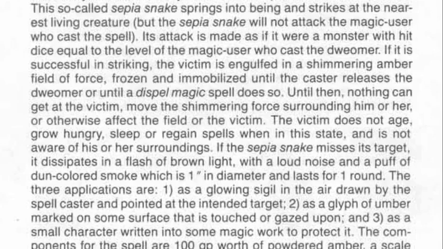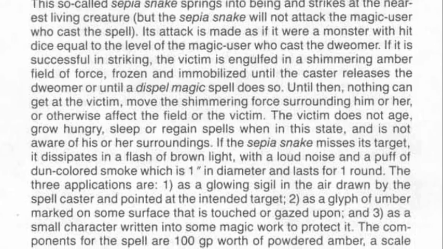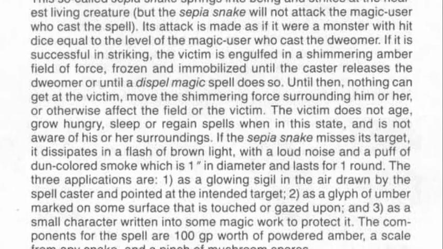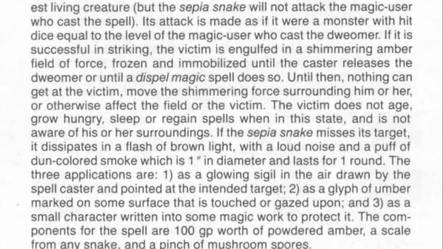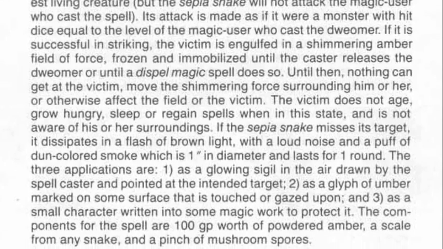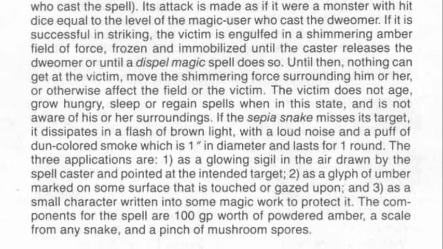The 3 applications are: 1. As a glowing sigil in the air drawn by the spellcaster and pointed at the intended target. 2. As a glyph of umber marked on some surface that is touched or gazed upon. And 3. As a small character written into some magic work to protect it. The components for the spell are 100 gold piece worth of powdered amber, a scale from any snake, and a pinch of mushroom spores. I quite like this spell.